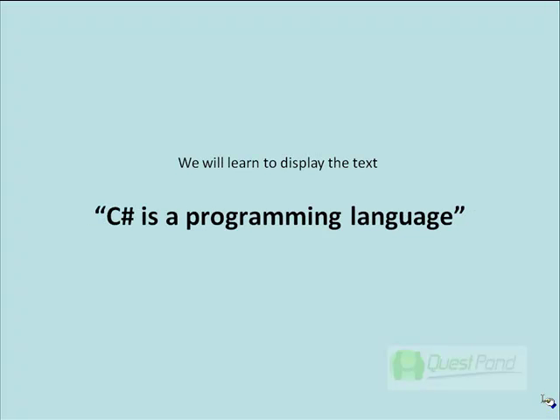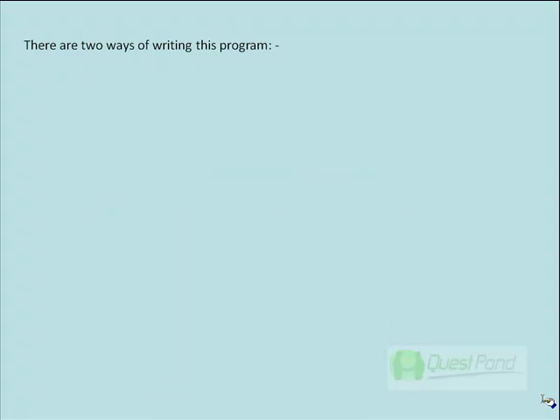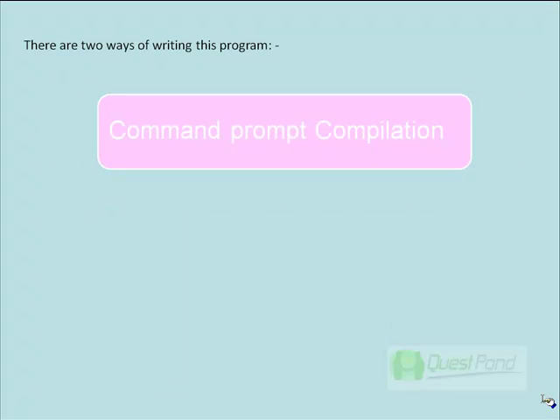So we are going to talk less and do more practically in the coming video sections. We are going to start right from the basics. It is a very first program to display a simple text. C Sharp is a programming language. So to write in a programming language, there are two ways.